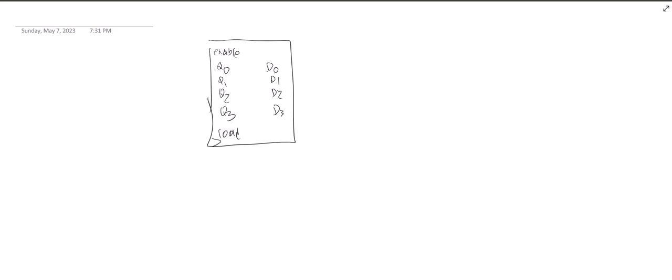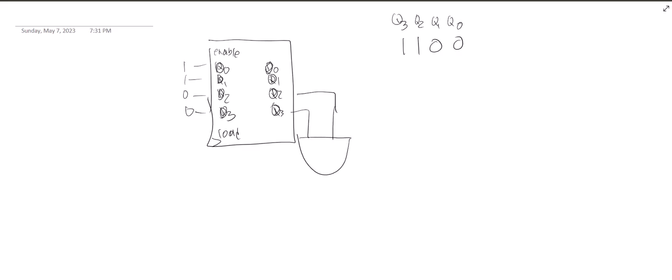So 3, we're still going to load those numbers. This time we are looking for 12. And that will be when these two, oh, I have my D's and Q's backwards. That will be when Q2 and Q3 are both 1. So that would be that one.